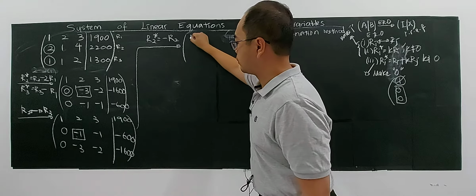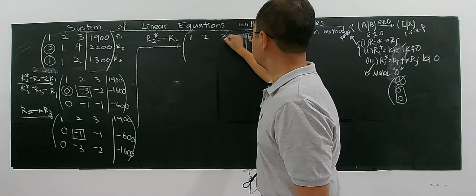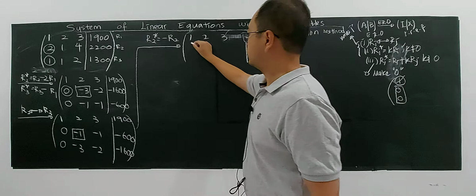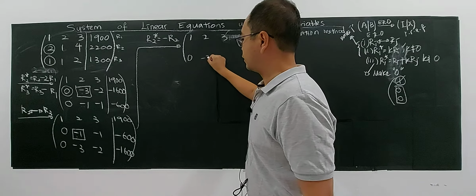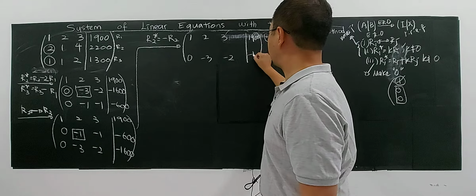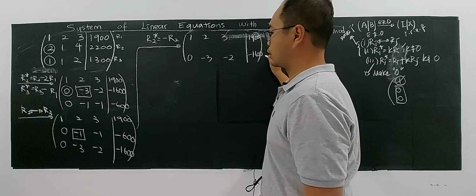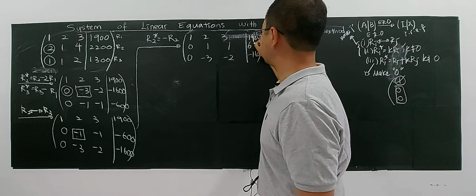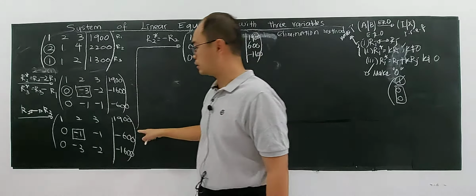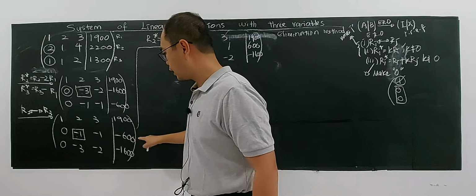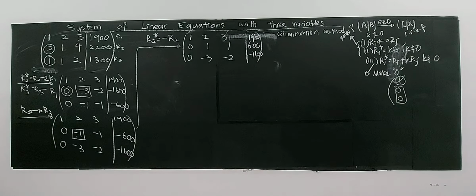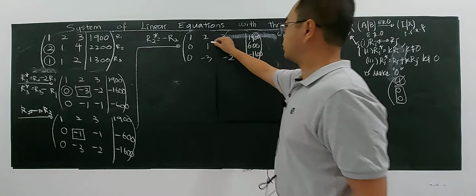So the one that remains is 1, 2, 3, 1900, and 0, -3, -2, -1600. Now this row becomes 0, 1, 1, 600, because you have multiplied every entry in this row by the negative. So you have positive everything here. So now you have this safe, where this is already 1, right?